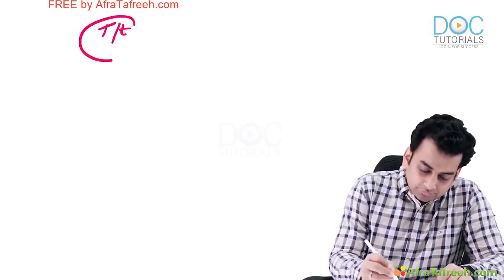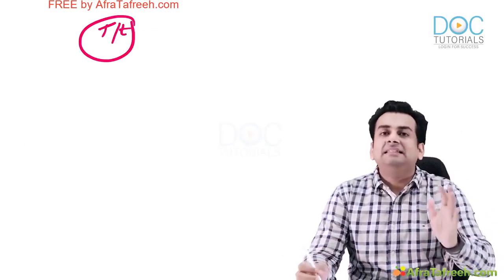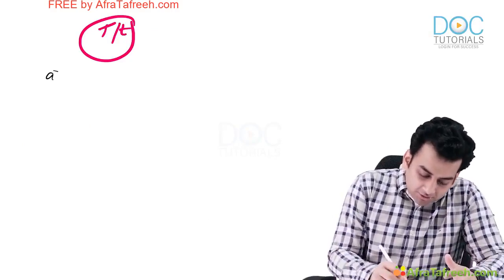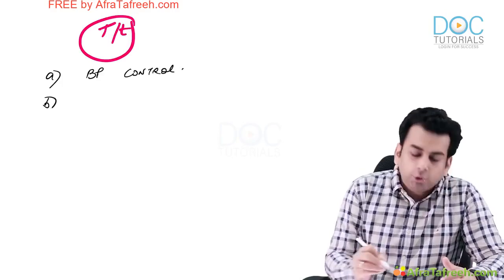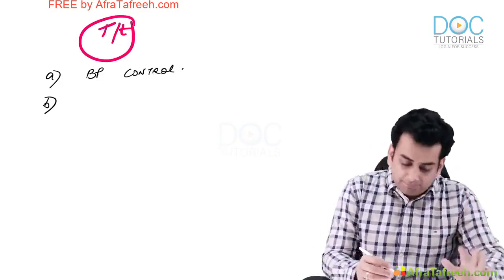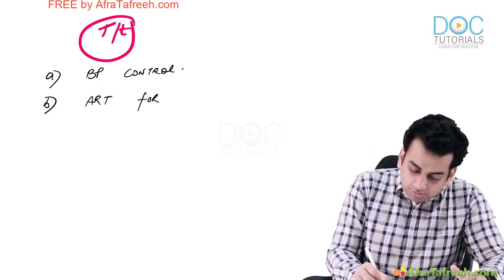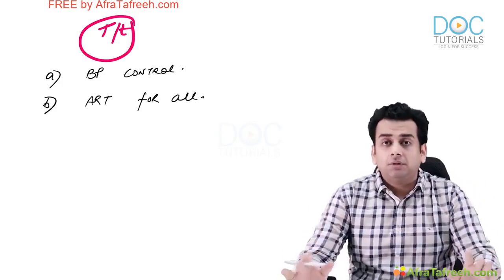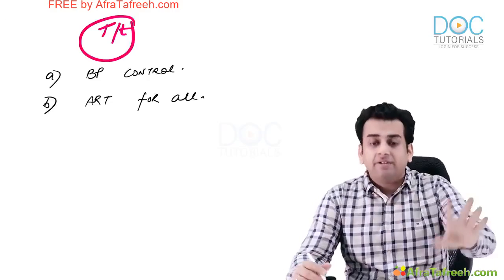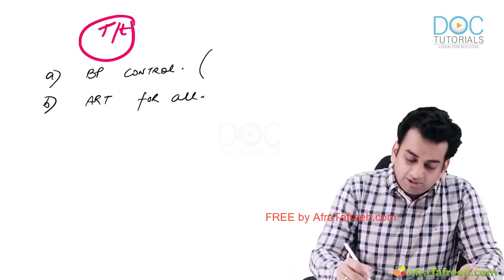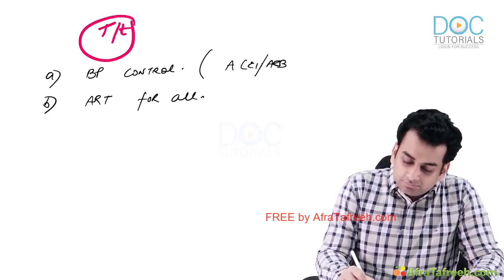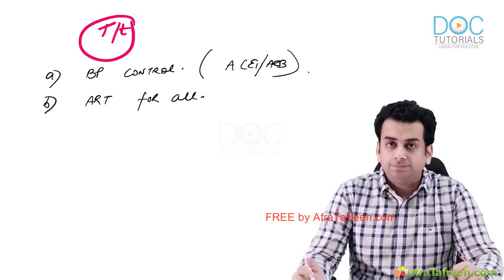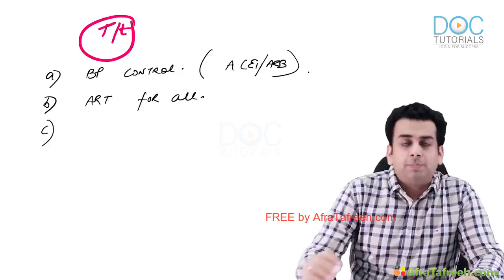Coming to the treatment. How do you treat these diseases? Of course, you will do blood pressure control for all. You will start antiretroviral therapy for all, irrespective of the CD4 count. You will give ART to each and everyone. In blood pressure controlling drugs, of course, you will prefer ACE inhibitors, ARBs. Goes without saying.